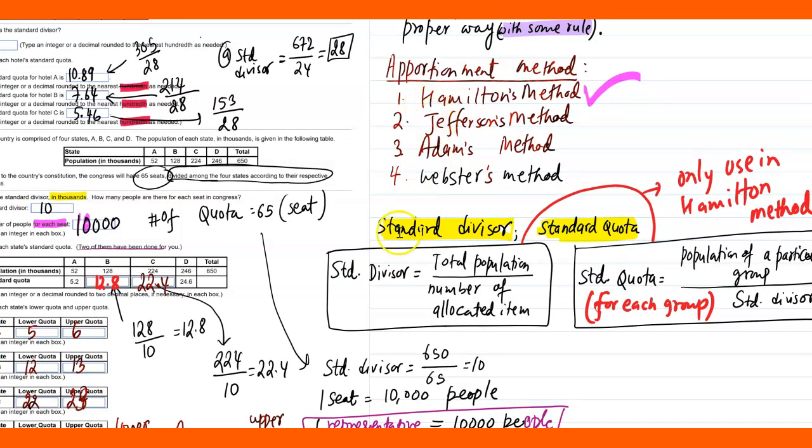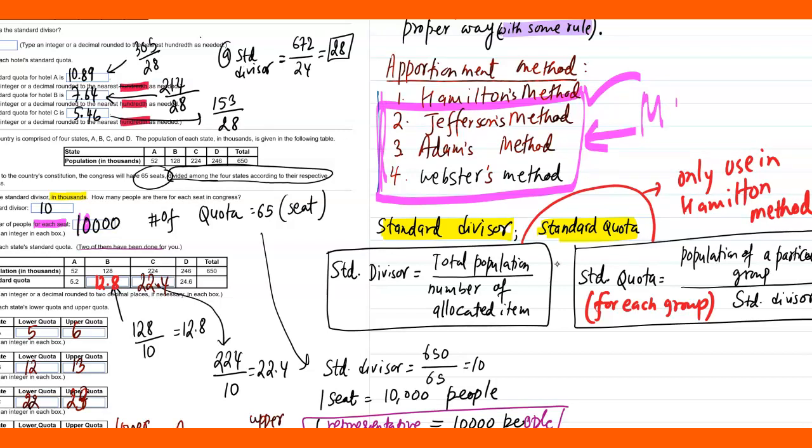Only Hamilton method uses standard divisor, but these 3 methods use a different divisor. These 3 methods use modified divisor. Okay, you know how to find the standard divisor, right? But modified divisor, you don't have to find it. That is given for you guys. Just use it. Therefore, in all 3 methods we use modified divisor. You don't have to find it. Every time the question has a modified divisor given.